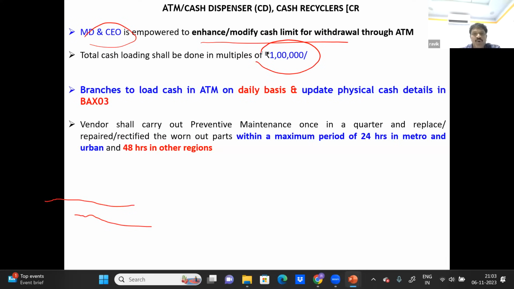Okay. Branch to load cash in ATM on daily basis, and update physical cash in BAX03. If you are doing ATM, you know this option very well. Okay. Then last, the vendor shall carry out preventive maintenance once in a quarter and replace, repair, rectify the worn out parts within a maximum period of 24 hours in metro and 48 hours in other regions. He has to do preventive maintenance quarterly, and whatever parts he has to change, he has to change within 24 hours in metro and 48 hours in other regions.